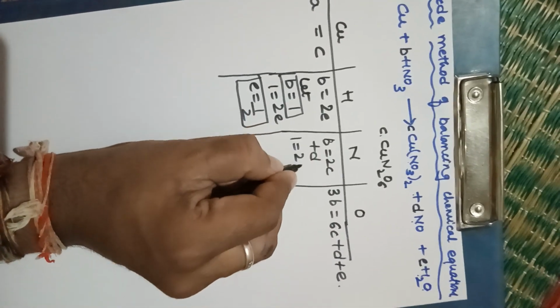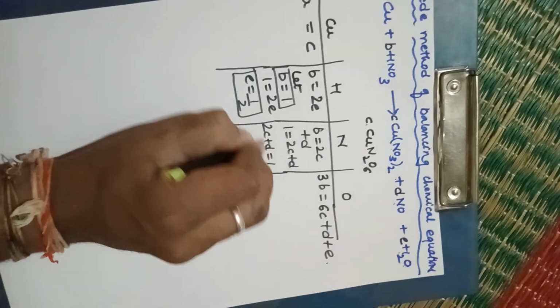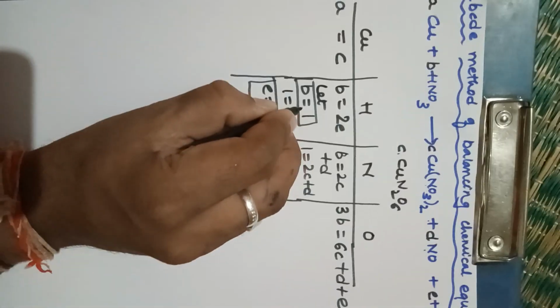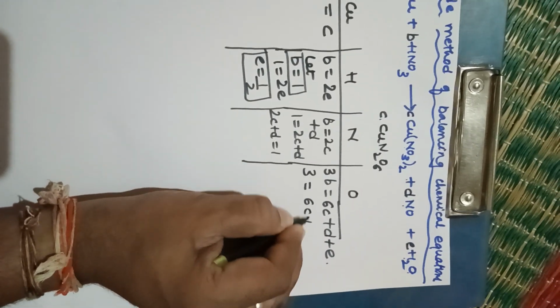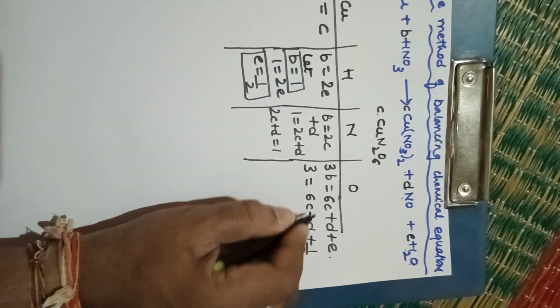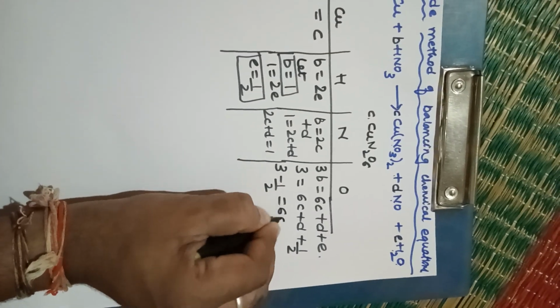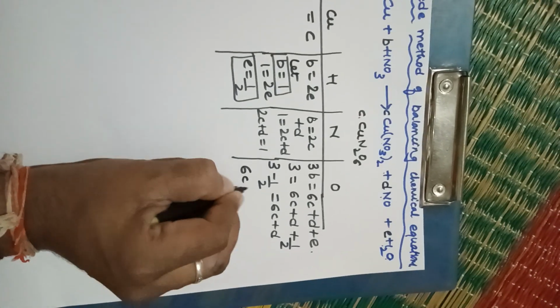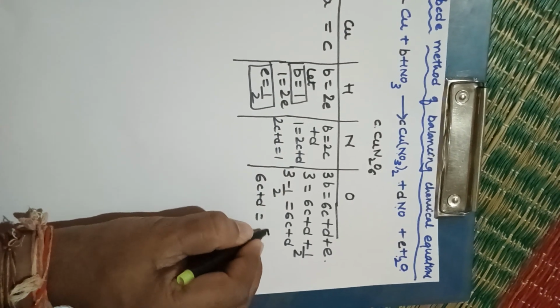So 1 is equal to 2C plus D, or I would like to rewrite this as 2C plus D is equal to 1. Here there are 2 unknowns, C and D, so we cannot get the exact values of C and D by using this equation alone. B is present here, so I shall write the assumed value of B here also. 3 into 1, that is 3, is equal to 6C plus D plus E. We know the value of E as 1 by 2, so I shall write 1 by 2 here. Transposing this 1 by 2 to the LHS, it becomes 3 minus 1 by 2, that is 6C plus D. 3 minus 1 by 2 can be written as 5 by 2.